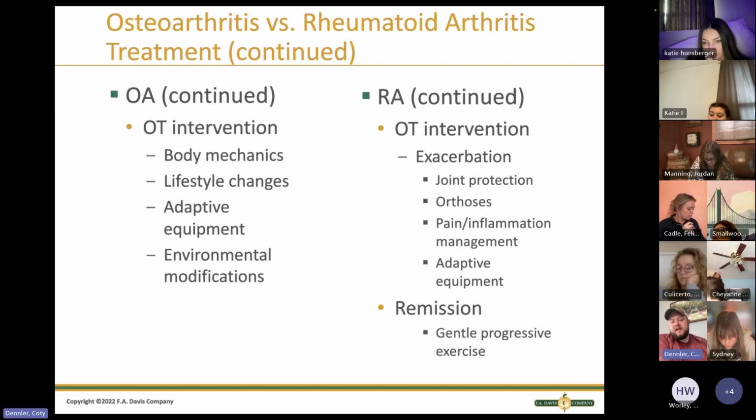Okay. Some lifestyle changes. It could be the patient is overweight and things like that. That makes you much higher risk for OA. So teaching something like that, teaching them adaptive equipment, a built up pen to sign their name, or built up spoon or something like that, because their hands have a lot of arthritis and they don't have the grip that they used to. That's all OT. And then environmental modifications as needed to help, especially with pain.